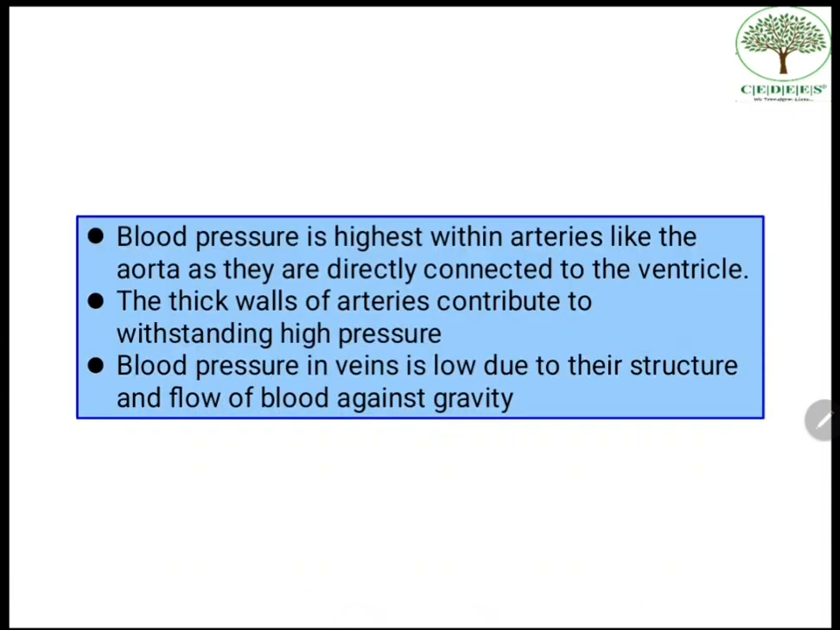So you can see here blood pressure is highest within the arteries like the aorta, and after that the next highest vessel would be the arteries. The blood pressure in veins is pretty low due to their structure and flow of the blood against gravity. So here the blood flow is much more sluggish and slow. This is the reason why when we have a bleed from the artery, the bleed is more of a fountain or a squirt of blood with very rapid bleeding, whereas in veins, if there's a cut or a tear in the vein, the bleeding is much more slow and easier to control.